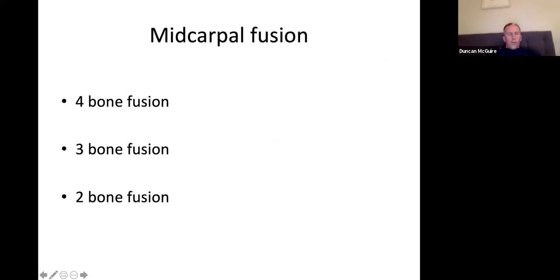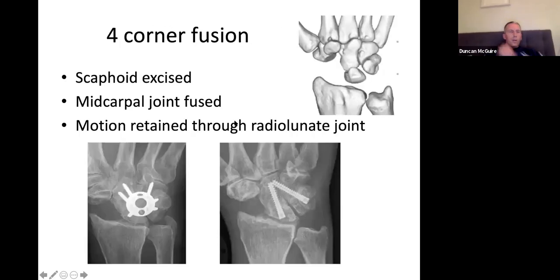So you can do a 4-bone fusion, a 3-bone fusion, or a 2-bone fusion. So the 4-corner fusion is the one which everyone knows about and has been done for years. So what that involves is you excise the scaphoid and you fuse the midcarpal joint, which is basically all the other bones in the wrist. And then the motion is retained through the radiolunate joint.